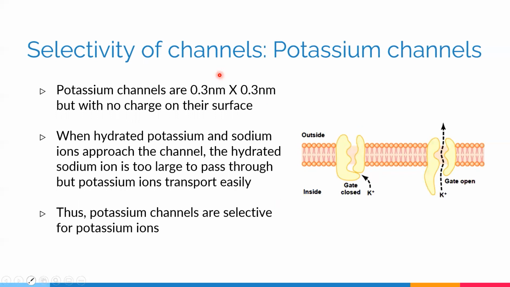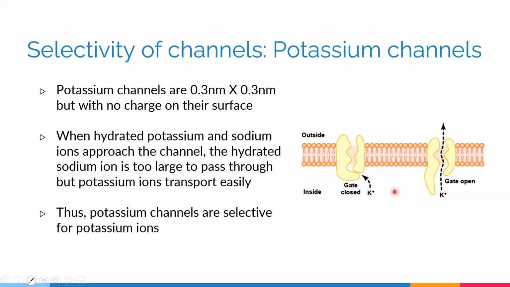Let us take another example, potassium channels. Potassium channels are 0.3 nanometer by 0.3 nanometer big. That is, they are smaller than sodium channels, but they do not have any charge on the surface. When a hydrated sodium and a hydrated potassium ion approach the channel, the sodium ion now is too large to pass through the channel, because as we have seen, the hydration shell of sodium is way larger than potassium.